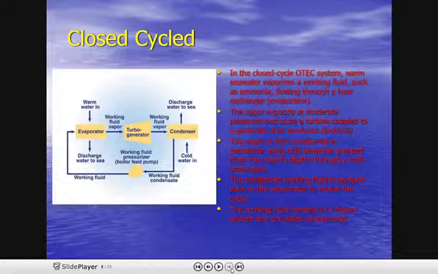Working of the closed cycle OTEC: in the closed cycle OTEC, warm seawater vaporizes the working fluid. The warm water of the ocean vaporizes a working fluid such as ammonia, which has a low boiling point, and that is what we use as the working fluid. The heat exchanger is what we call the evaporator. So in the closed cycle: evaporator, turbo generator and condenser, warm water in, discharge water to sea, working fluid vapor to the turbo generator, working fluid vapor to the condenser, cold water in and discharge water to the sea.